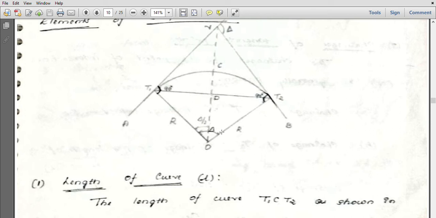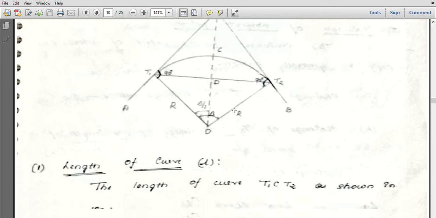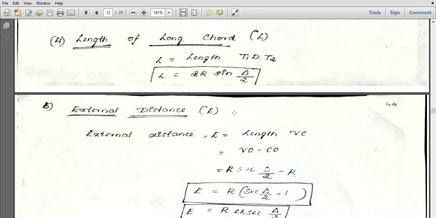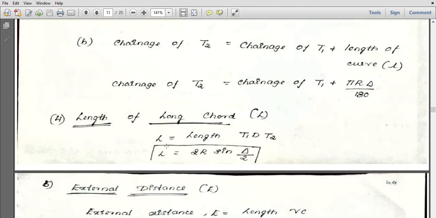It is not possible to take the full delta, because first we will consider this triangle T1 D O. Next we will consider T2 D O. While considering this, T1D is equal to R into sine delta by 2, and while considering this, again R into sine delta by 2. So adding T1D plus T2D, that is 2R sine delta by 2. So that is the formula to calculate the length of the long chord, that is L is equal to 2R sine delta by 2. So you have to remember all these formulas.